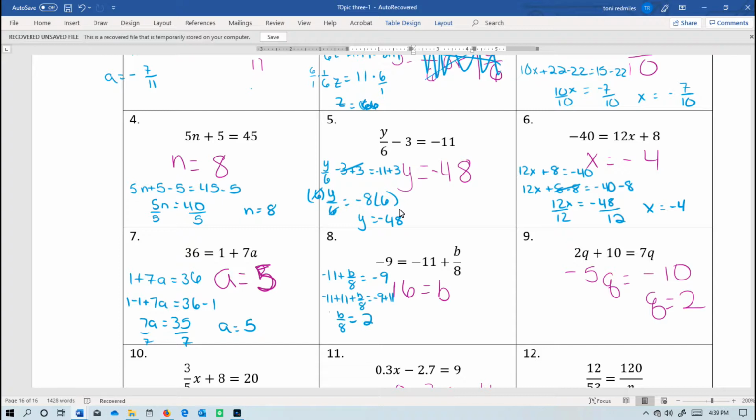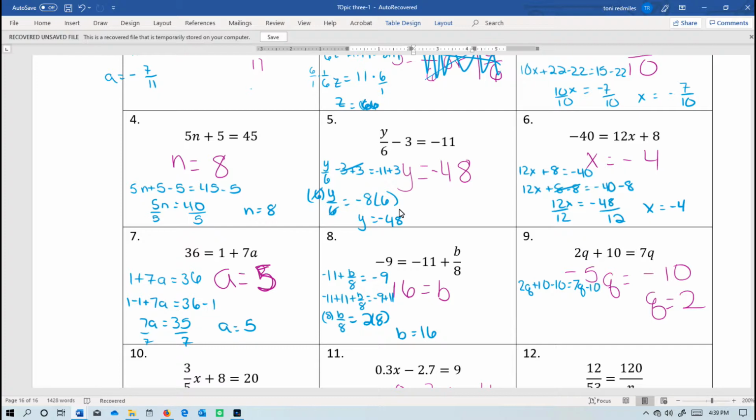The 8 is dividing b, so I need to multiply it on both sides. 8 times 2 is 16, and it's going to be positive. All right, the 10 is adding to the q, so I'm going to subtract it. And I got to do that to both sides.